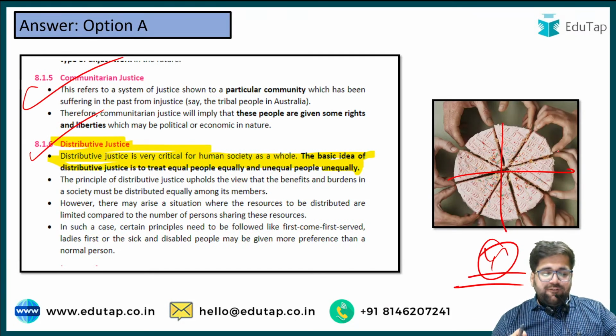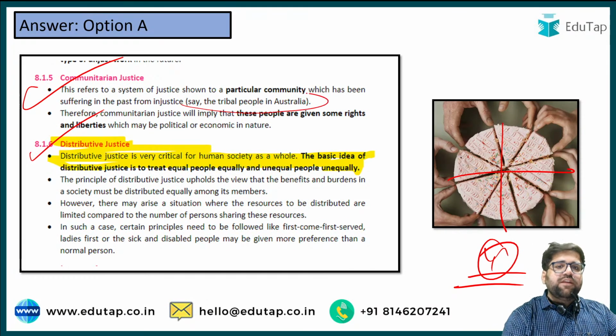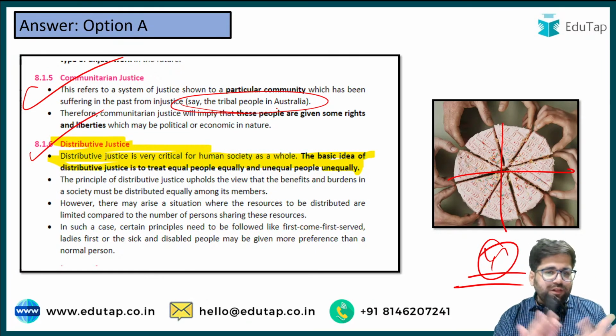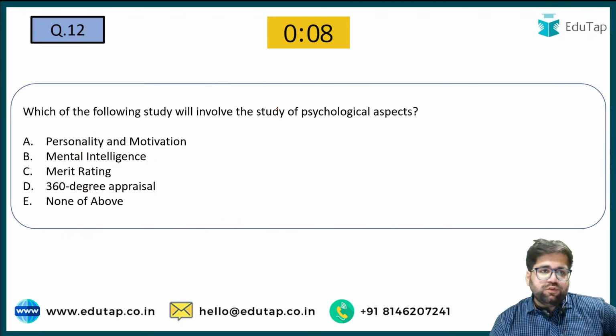Now let's move on. I would also say that there is a very good example which has been given in your concept notes as well: what is a tribal people in Australia, they give them a particular type of justice over there. So all the examples are also covered in your concept notes.